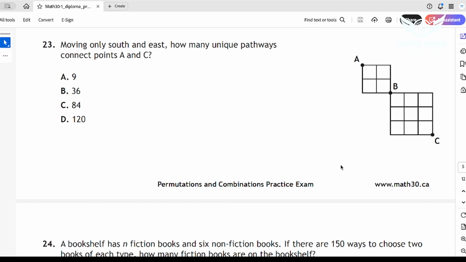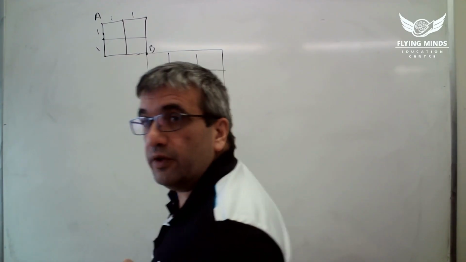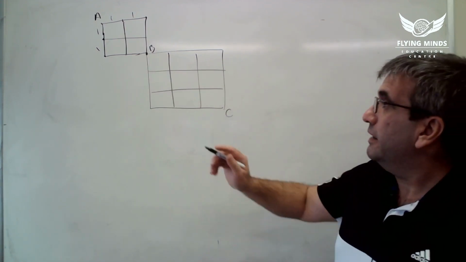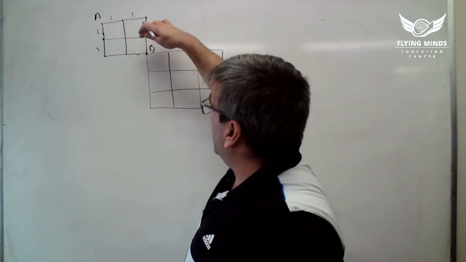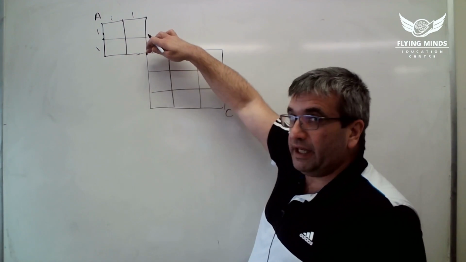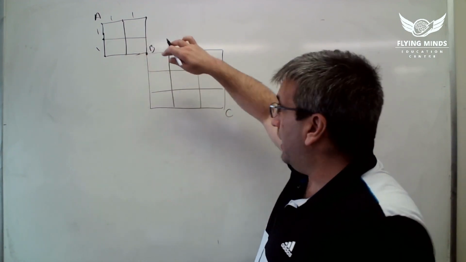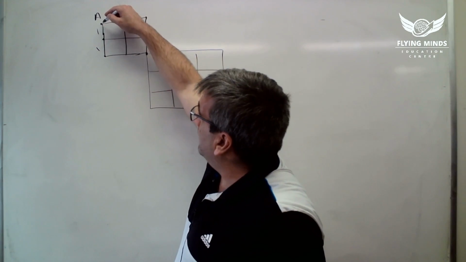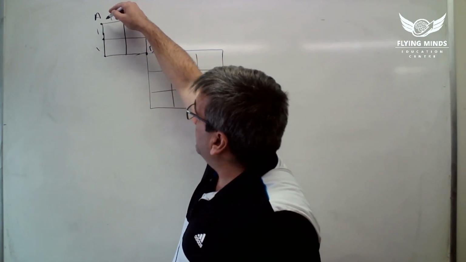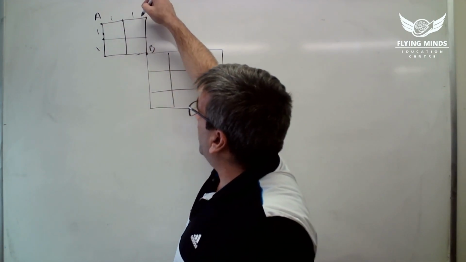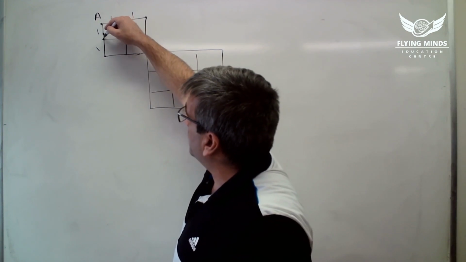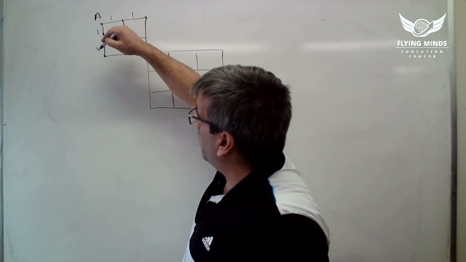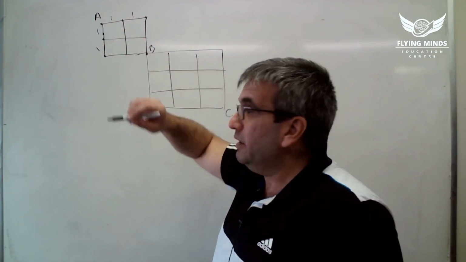So in how many ways can we move from A to C? We need to figure out in how many ways we can get to B first, and then to C. To get to B, we have one option to get here, one option to get here, one option to get to this point, and one option to get to this point.